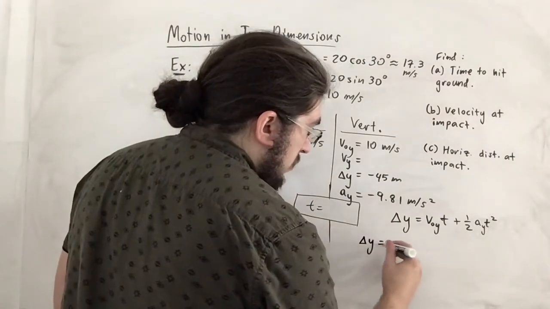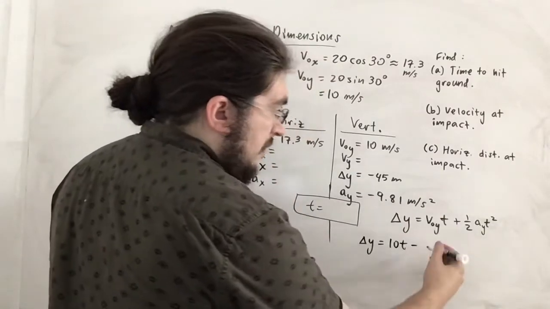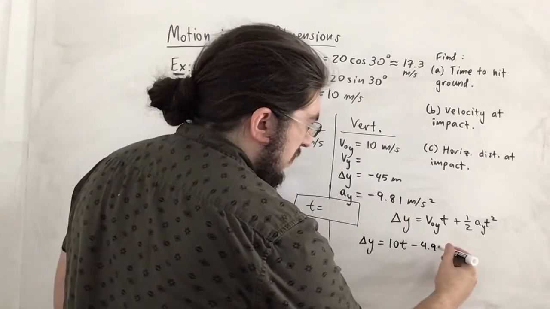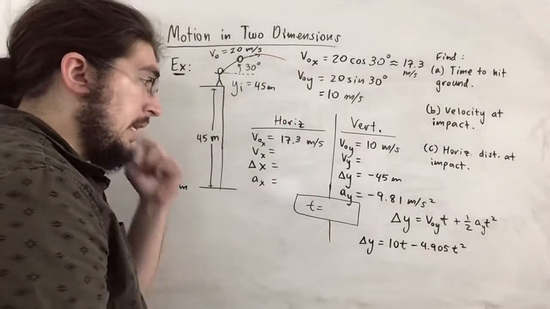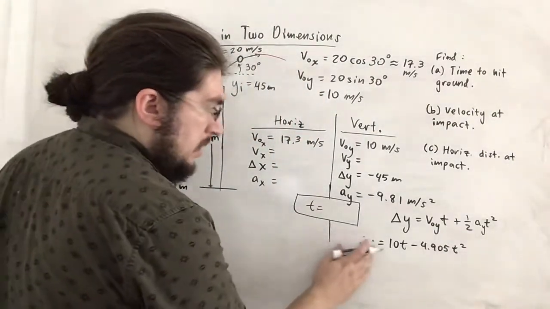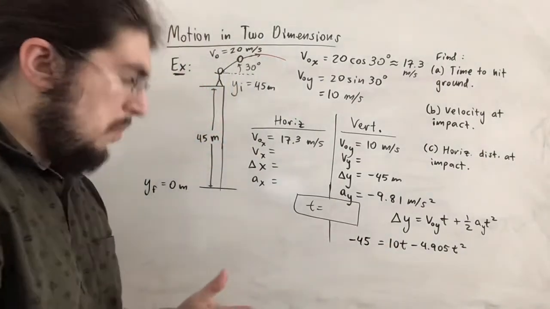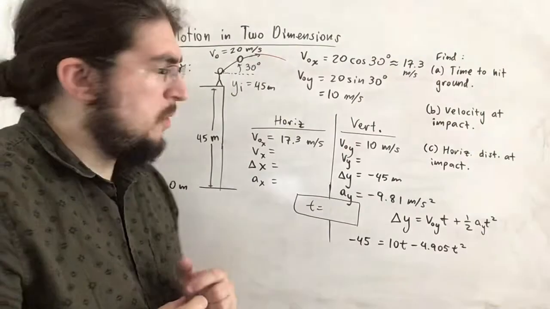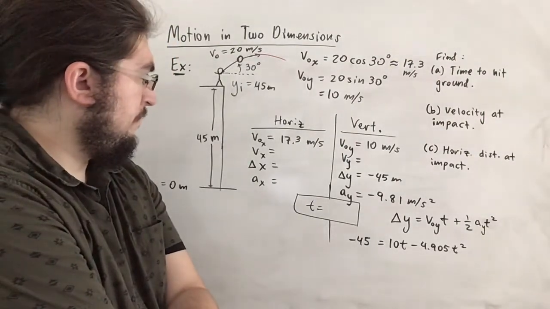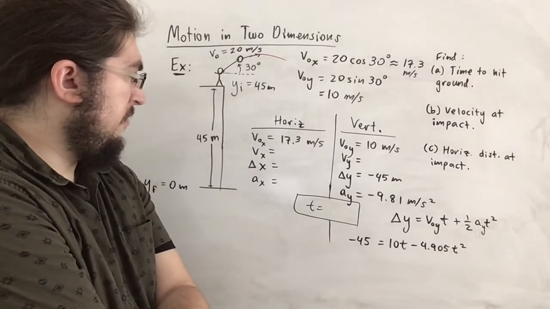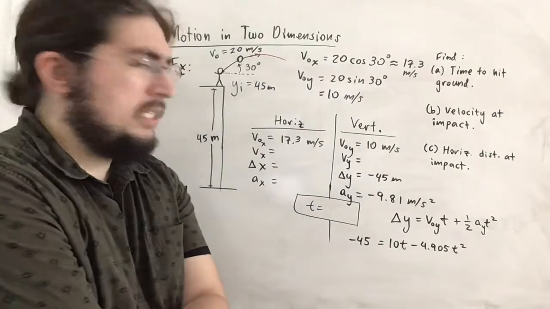So delta y is equal to v naught y, that's 10 times t, minus half of 9.81, which is 4.905 t squared. And we know what delta y is actually. Delta y is negative 45. Perfect. So now can we find t this way? We certainly can. Just trying to think for a moment if that's exactly what we want to do. There's probably a better way of doing this, but let's do that right now.